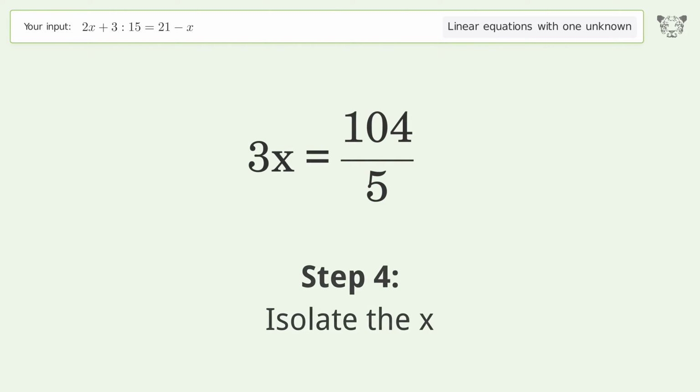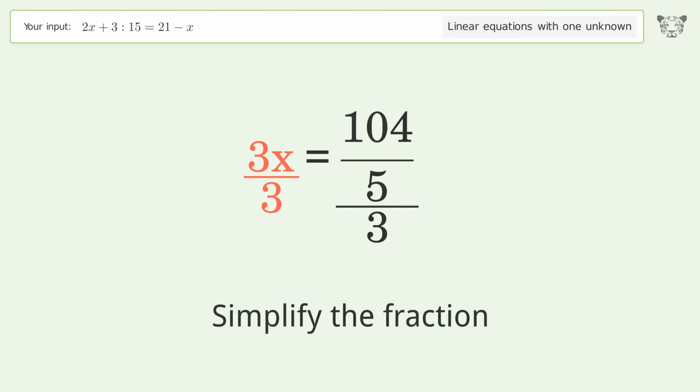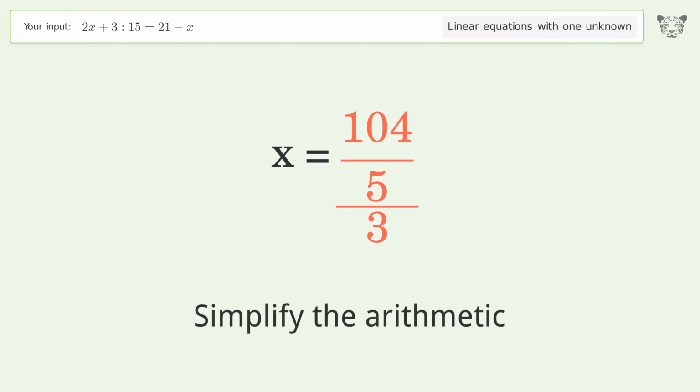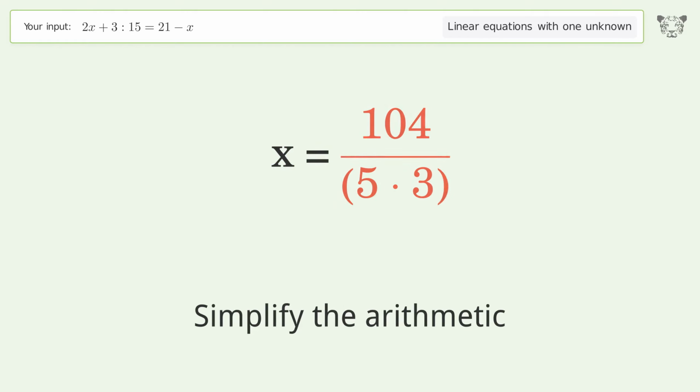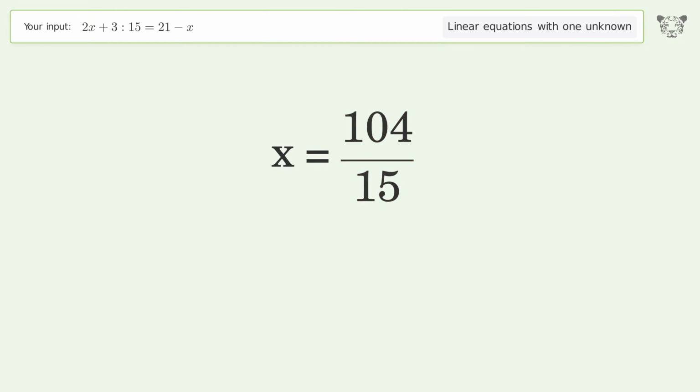Isolate the x. Divide both sides by 3. Simplify the fraction. Simplify the arithmetic. And so the final result is x equals 104/15.